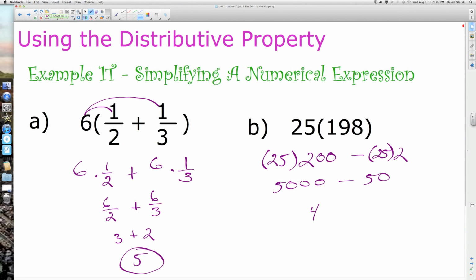And 5,000 take away 50, that's very easy. That's 4,500. No, it's not 4,500. It's 4,950. It's 4,950, not what I said before. So there's using the distributive property to do some mental math and simplify something with fractions very easily.